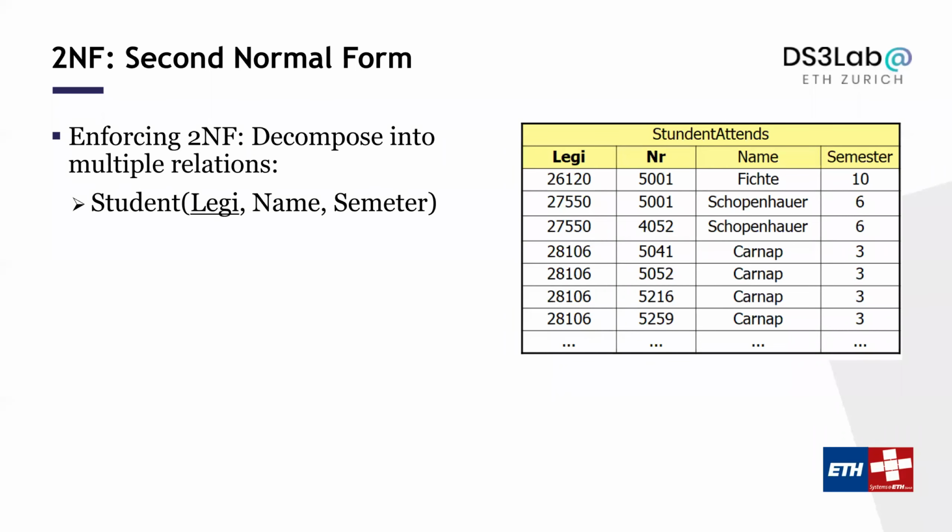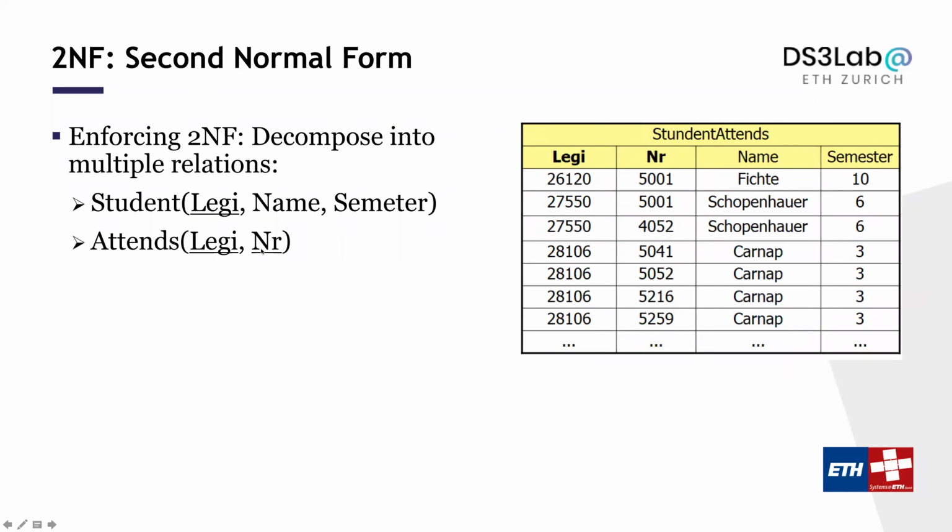In this example, it's pretty easy. You take one functional dependency that's evil. Evil means that because of that functional dependency, this relation is not in second normal form, and you decompose it. In this example, you have one evil functional dependency, from Leggy to name and semester. To enforce second normal form, you just take that functional dependency and create a new relation with only Leggy, name, and semester, and you have another relation with the rest of the attributes. In this example, it's Leggy and lecture number.